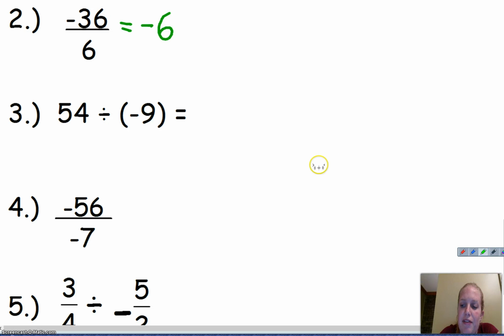54 divided by negative 9, they have different signs, so my answer is negative. 54 divided by 9 is 6. Number 4, same signs, positive answer. 56 divided by 7 is 8.